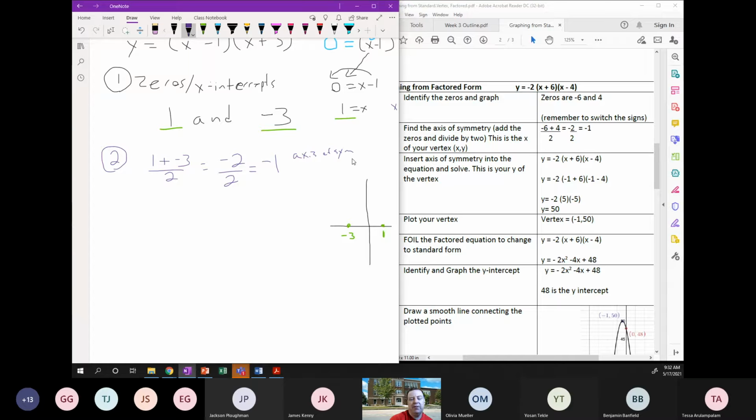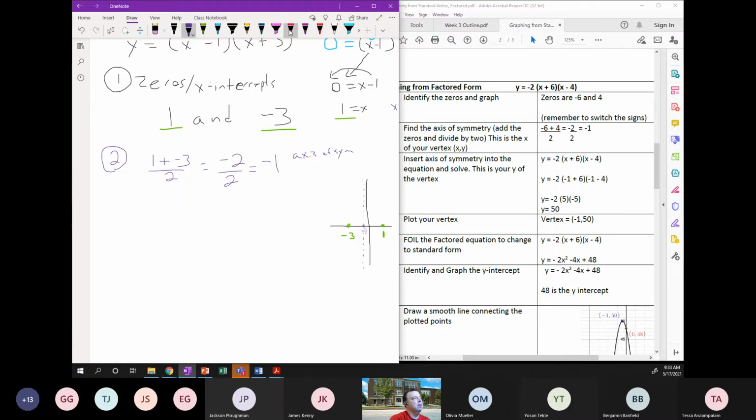Give me a Y in chat if that makes sense. Therefore, halfway through here at -1, that's my axis of symmetry. Do I get a Y in chat if that makes sense? Yes, no? Okay.